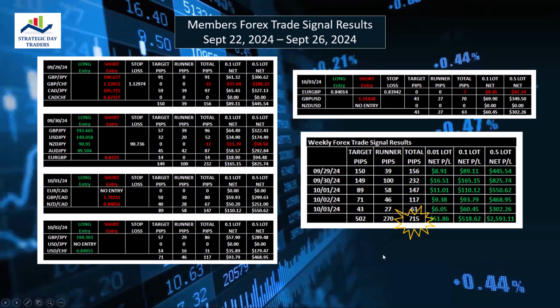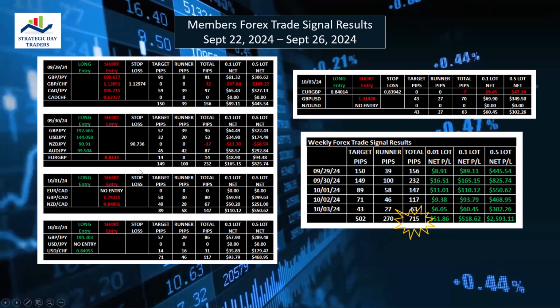Here is the breakdown of all of the days on the first trading day. This is a signal that was released Sunday Eastern Time after the markets opened. 3 winners and 1 small loss, but that small loss of 32 pips was easily offset by the other winners, and 1 no entry right over here.